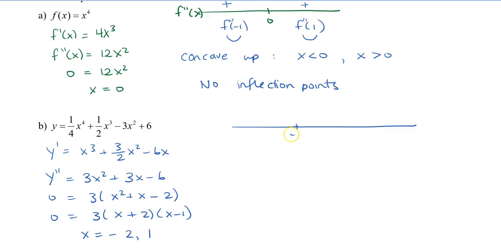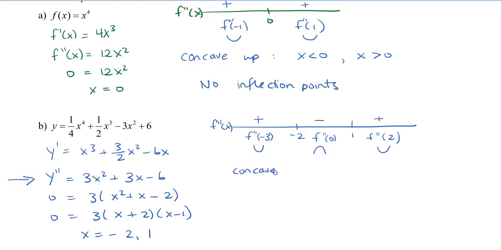So draw my sign chart, negative 2 and 1. And I'm going to put double prime to remind myself when I'm plugging in. So I'm going to use negative 3, 0, and then 2. And I'm going to plug it into my second derivative, which is this one here. So when I plug it in, I find that this is going to be positive. So I'm going to draw a U. This middle part is negative. Draw an upside down U. And then the last piece is positive. So then I draw a U again.